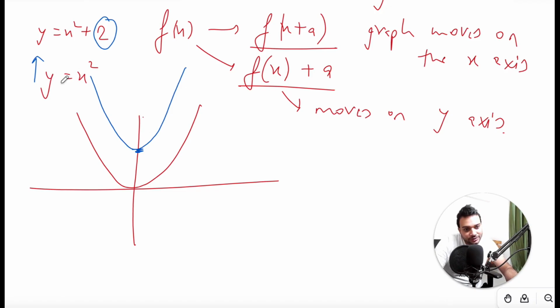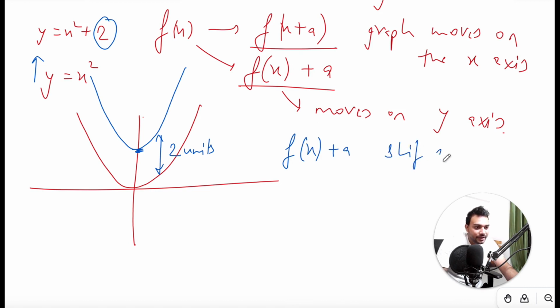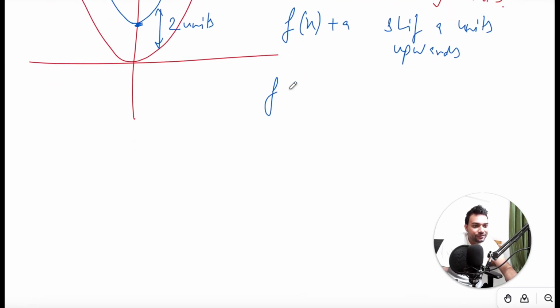x is equal to 0, y was 0, now x is equal to 0, y is 2. x is equal to 1, y was 1, now it will be 3. x is equal to 2, y was 4, now it will be 6. So everything moved up by 2 units. Okay, so this is simple. Whenever you have f of x plus a, shift a units upwards. Okay, and whenever you have f of x minus a, shift a units downwards.